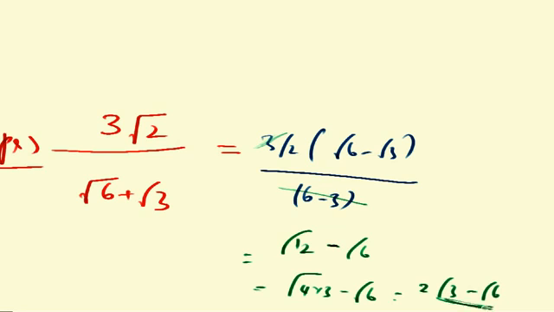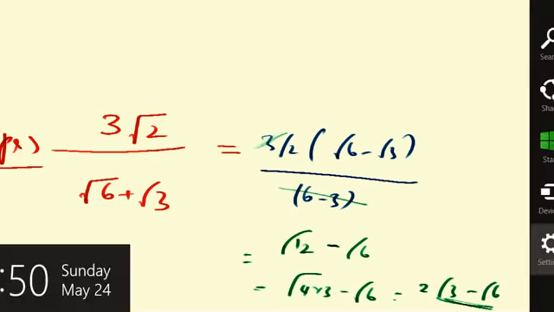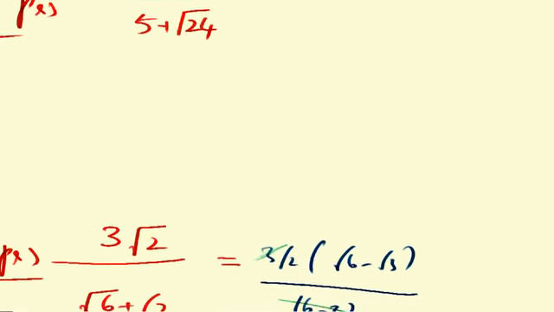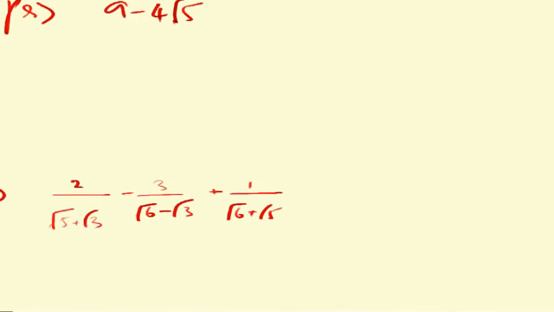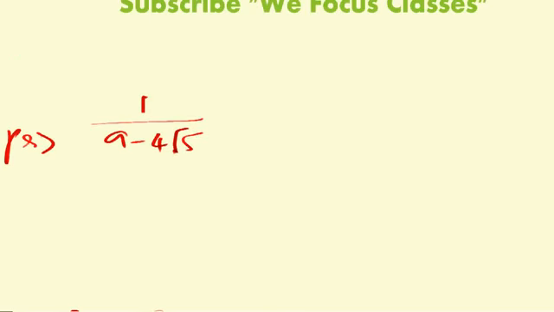That's it. These are the very simple problems given. Try to solve them. If there is any big problem given for solving, then we go to the next thing. Yeah, we'll try to solve this problem. This is given as 1 by 9 minus 4 root 5. So how to solve this problem?